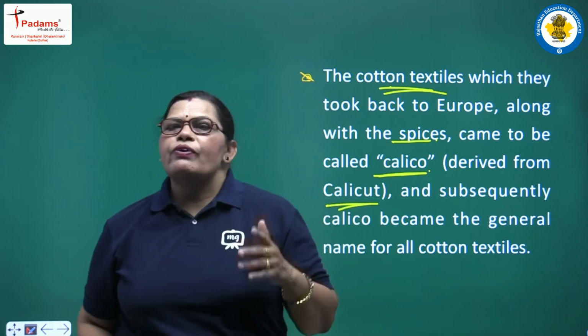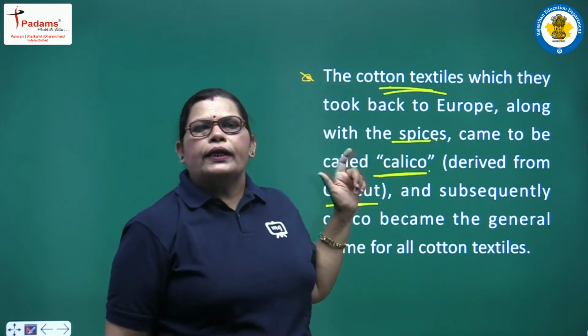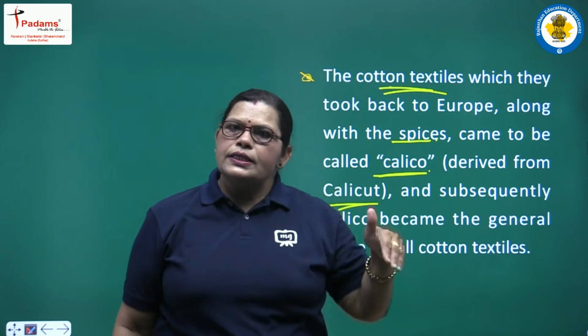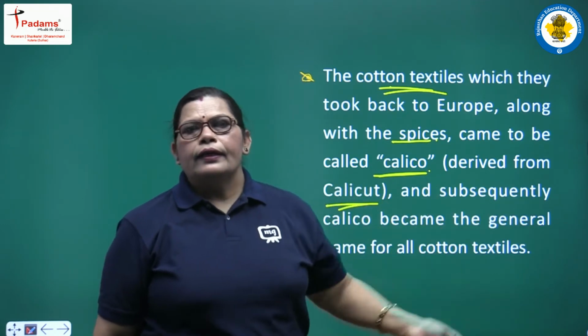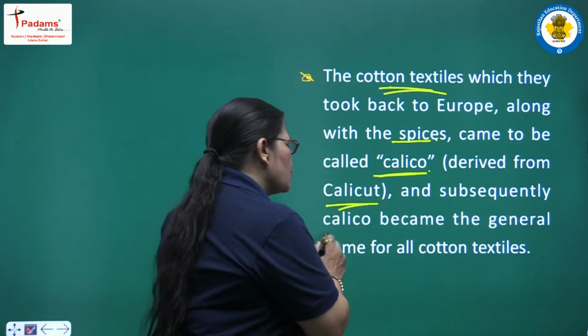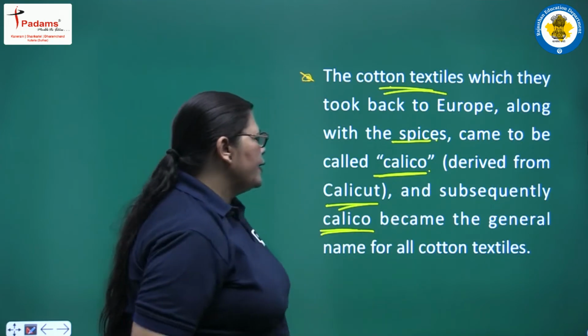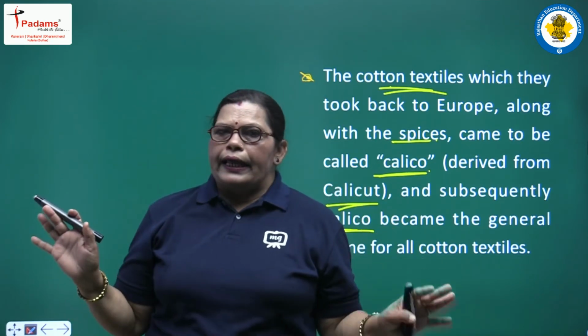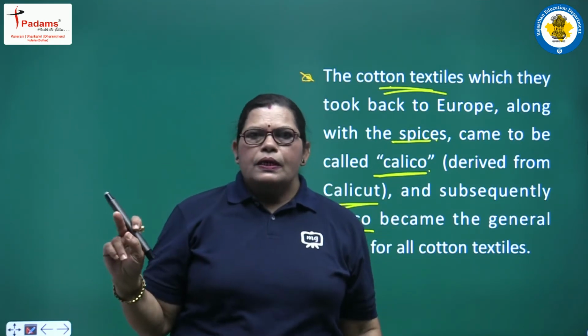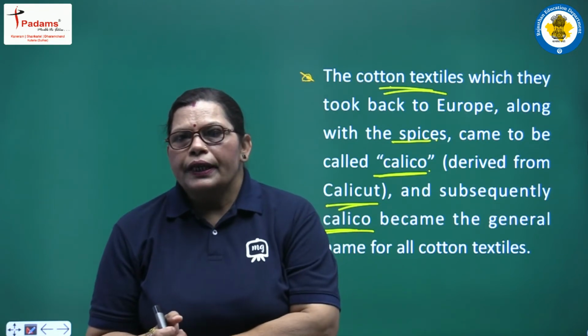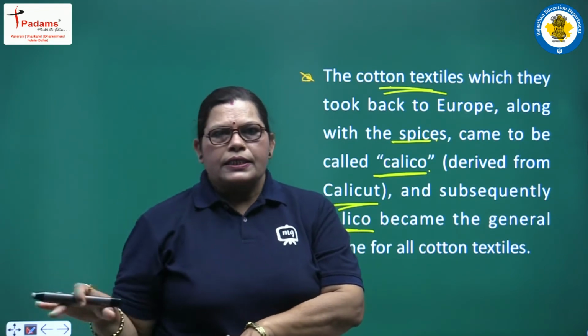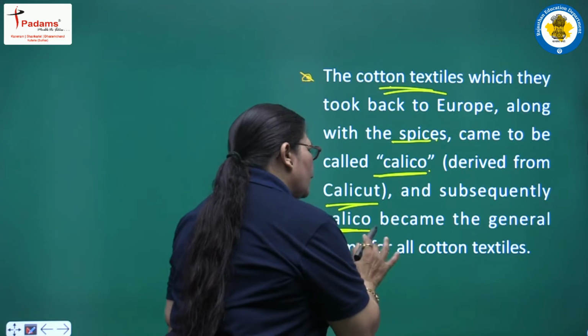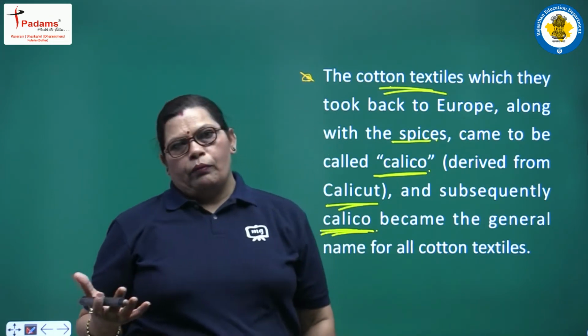We had one more use of this word calico. We will discuss this in the next lines. And subsequently calico became the general name for all cotton textiles. This concept is clear. What was the name of all cotton textiles in India? Calico was the general name for all cotton textiles.